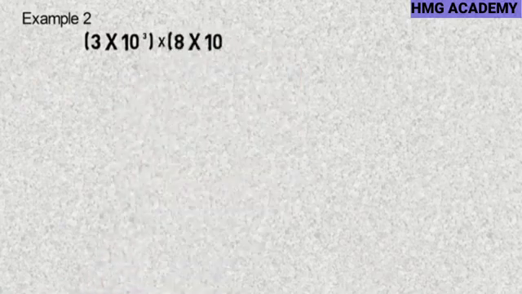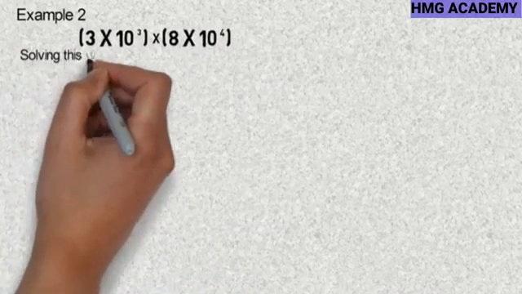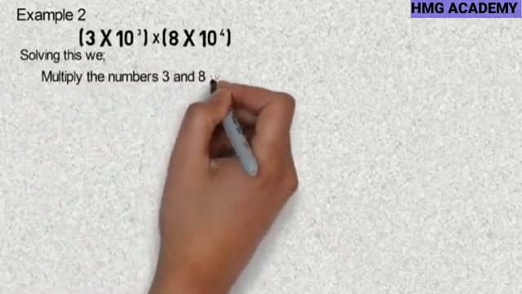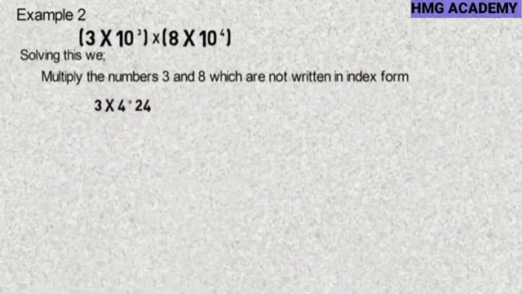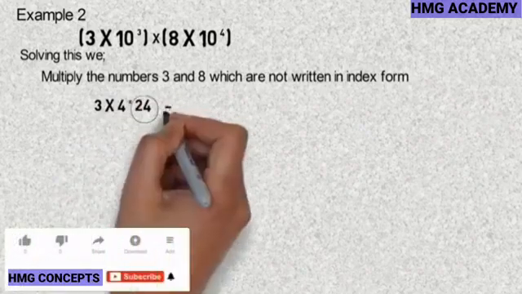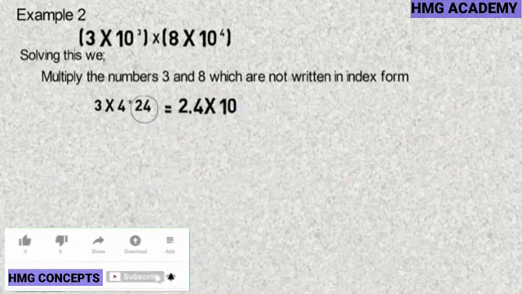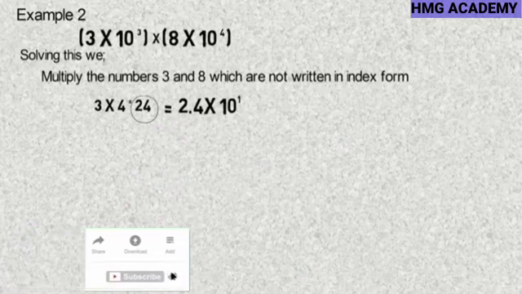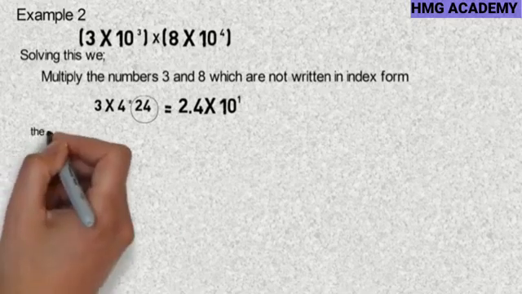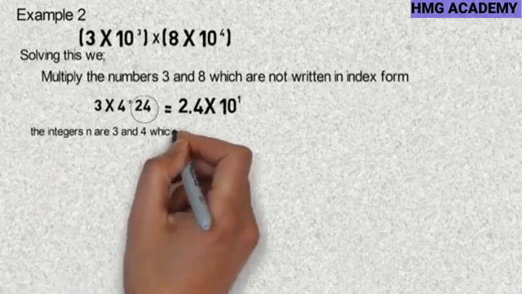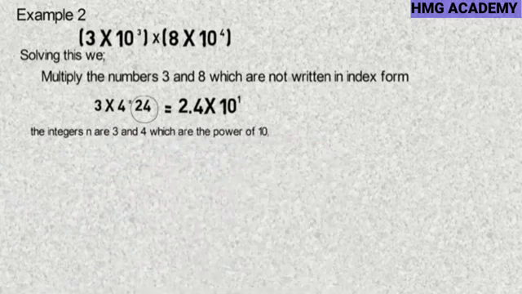Example 2. 3 times 10 raised to power 3 multiplied by 8 times 10 raised to power 4. First, we multiply the numbers 3 and 8, which are not written in index form. So 3 times 8 gives 24. If you see here, 24 is not in standard form, so we convert it into standard form, which gives us 2.4 times 10 raised to power 1. You should be familiar with this now. We shift our decimal point, which we always say is at the back of 4, to the front of 2. We move from right to left by one place, so making our index to be 1. So this has produced a new index.